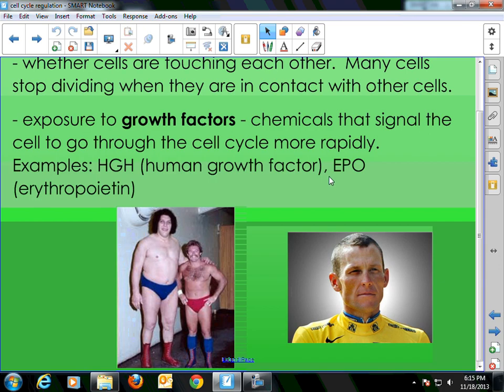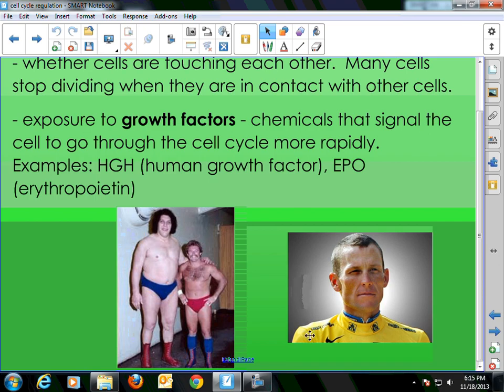However, this is also a synthetically produced chemical that some people, like Lance Armstrong, can take illegally. And that's what Lance Armstrong was accused of. What he admitted to was cheating in using this particular hormone to boost his blood cell counts. It causes red blood cells to divide more rapidly, go through the cell cycle more rapidly, and makes him have a higher red blood cell count than his competitors. And with more red blood cells, you carry more oxygen and you go faster.